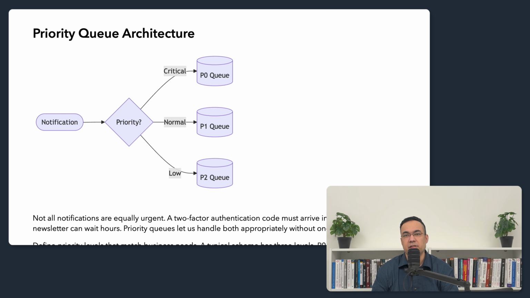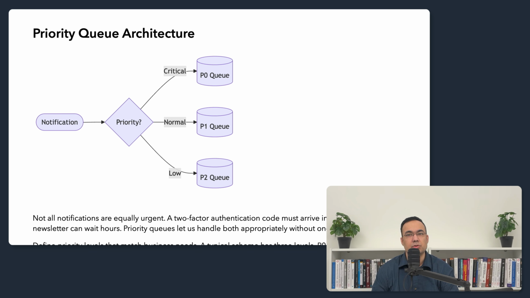The simplest implementation uses separate Kafka topics, for example, notifications-p0, notifications-p1, and notifications-p2. Dedicate workers to each of these. P0 workers are always available and never shared with other priorities. P1 workers handle the normal load, and P2 workers can be scaled down during peak periods to free resources for other priorities. This isolation ensures the P0 notifications are not stuck behind a million P2 marketing emails.